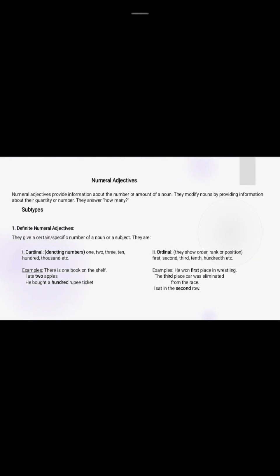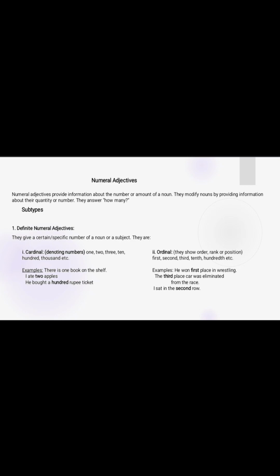Now, numeral adjectives. Numeral adjectives provide information about the number or amount of a noun. They modify nouns by providing information about the quantity or number. They answer how many. There are subtypes of numeral adjectives. First subtype is definite numeral adjective. They give a certain or specific number of a noun or a subject. They are cardinal, denoting numbers. For example, 1, 2, 3, 10, 100, 1000, etc. Examples: there is one book on the shelf, or I ate 2 apples.